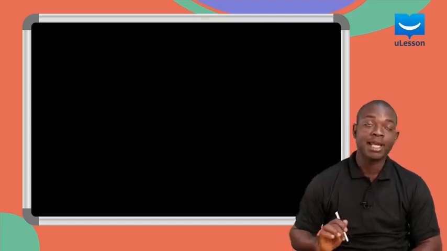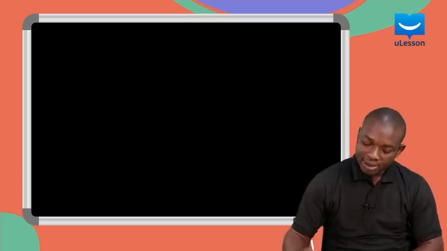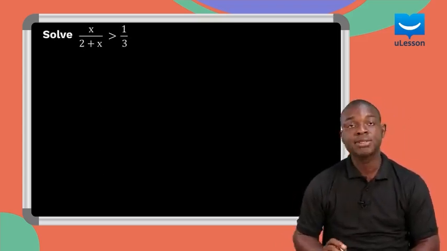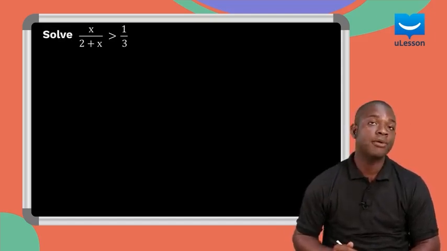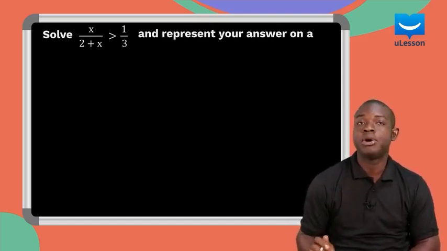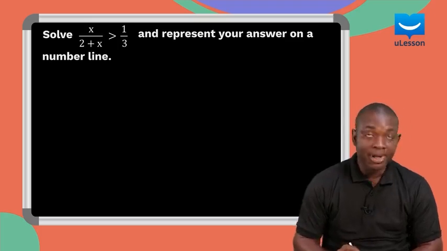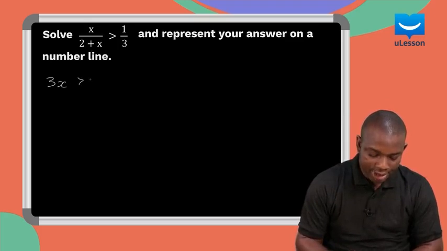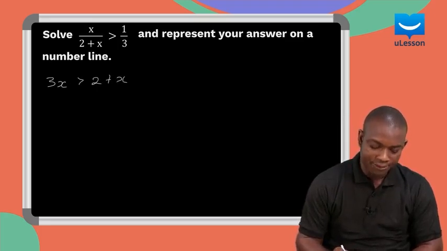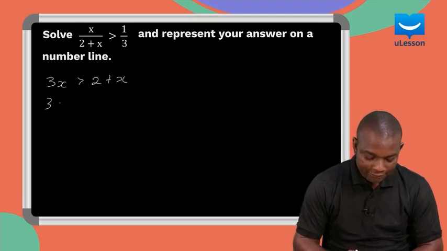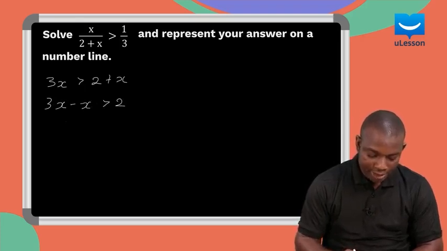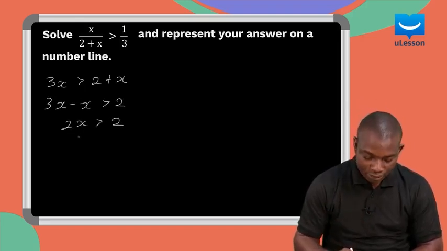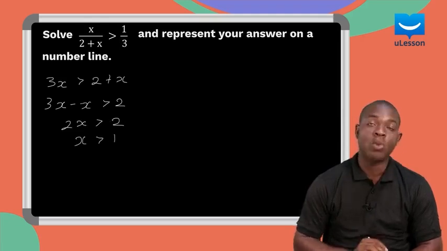Let's take another example. For our second example, we are to solve x over 2 plus x greater than 1 over 3 and represent the answer on a number line. Now we begin by cross multiplication, and this becomes 3x greater than 2 plus x. Collecting like terms, we have 3x minus x greater than 2, and this becomes 2x greater than 2. And when we divide both sides by 2, we have x greater than 1.